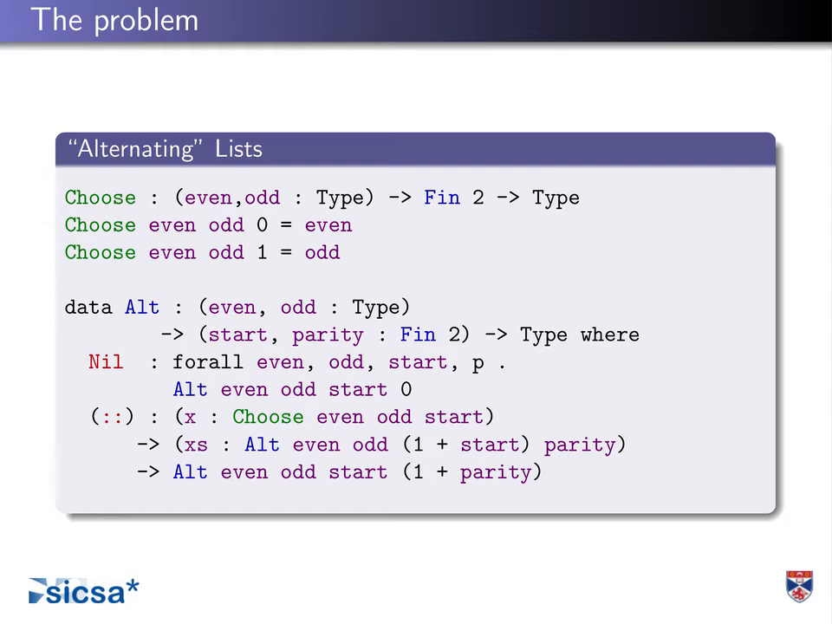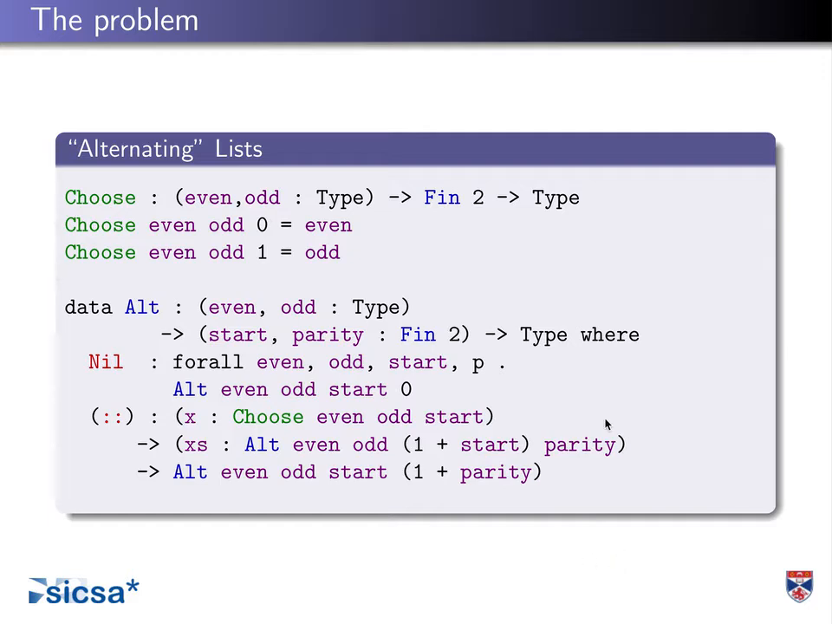So let's take alternating lists as an example, and all we're going to do is try to implement a function which concatenates two of these alternating lists. So that's already going to have some difficulties, like we're going to have to make sure that when we concatenate the two, the parity lines up so that we have the even and the odd elements next to each other. So we're only going to be able to concatenate things of the appropriate forms.